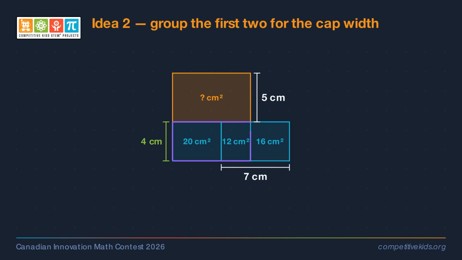Now group the first 2 bottom rectangles. They share that same 4 centimeter height. Their areas add to 20 plus 12. That is 32. Their combined width is 32 divided by 4. That equals 8 centimeters. The cap sits on those first 2, so the cap is 8 centimeters wide.